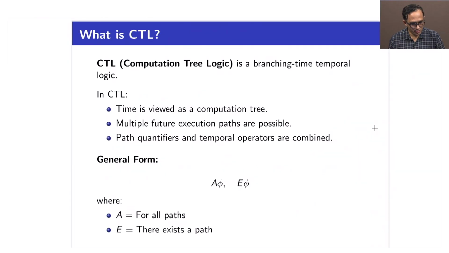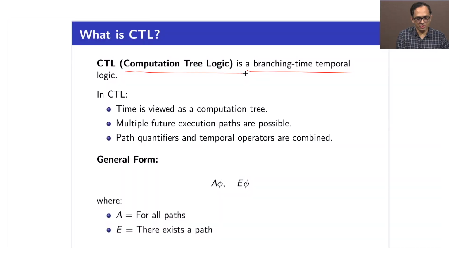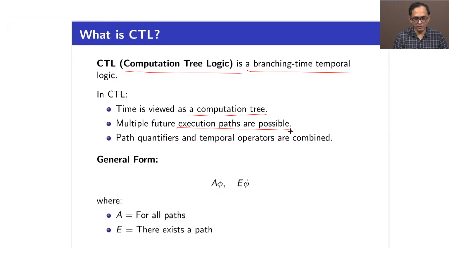As I mentioned, it is branching time temporal logic, and the full form of CTL is computational tree logic. You visualize your time as a branch in a tree, and then you check whether the property holds there or not. So time is viewed as a computation tree, and multiple future execution paths are possible, because in a tree there are multiple paths. Because there are multiple paths, we have introduced two path quantifiers, A and E. A means for all paths, and E means there exists a path.